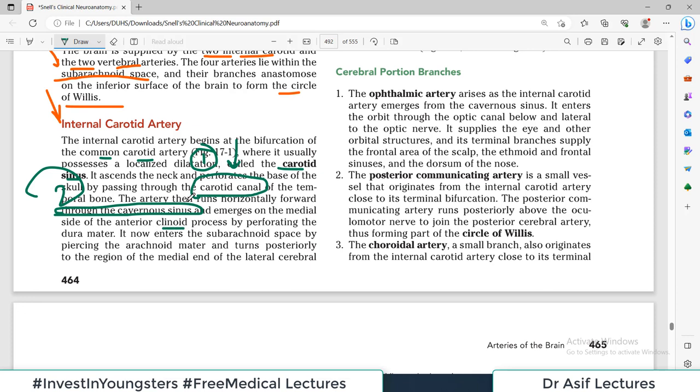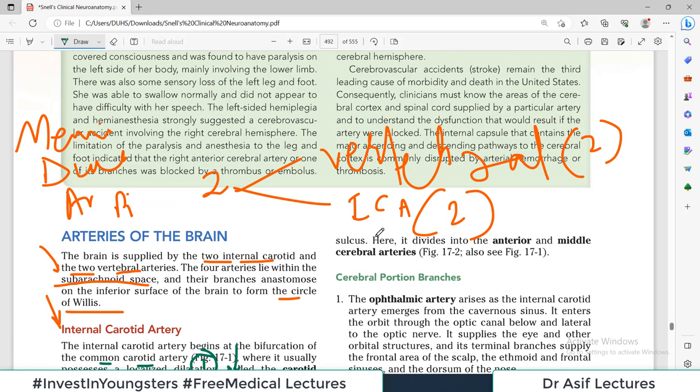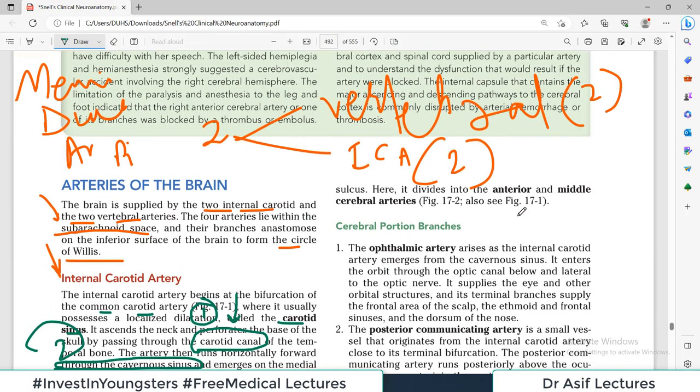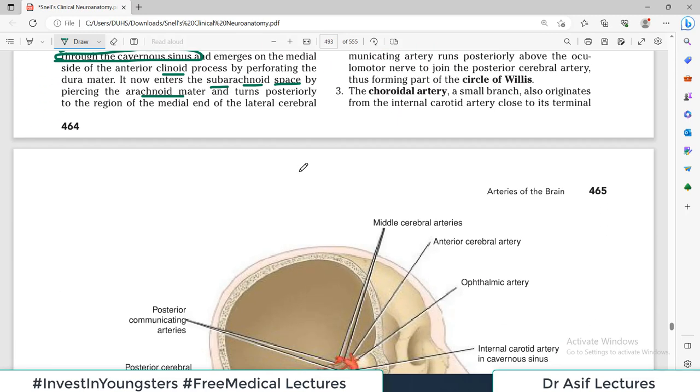Now these side terminologies we have studied before, you should know by this time what is clinoid process. You should also be familiar with what is cavernous sinus, by perforating the dura mater. Now it has perforated the dura mater. It now enters the subarachnoid space by piercing also the arachnoid matter, and turns posteriorly to the region of the medial end of the lateral cerebral sulcus. Here it divides into, now its own two terminal branches, they are anterior and middle cerebral artery. So that's the kind of route.